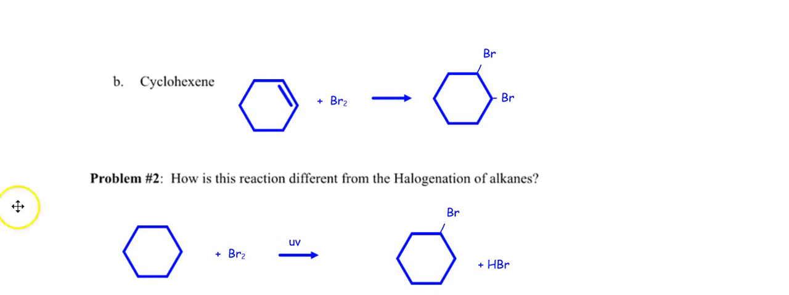So problem number 2 says, how is this reaction different from the halogenation of alkanes? Let's review. Here's my cycloalkane, and bromine. The first difference is that I needed UV light, forming free radicals. Do you remember we talked about that in chapter 2? That UV light will break the bromine-bromine bond, forming a free radical. So the bromine will chase after the carbon and the hydrogen. One bromine gets attached and the other bromine gets the hydrogen.